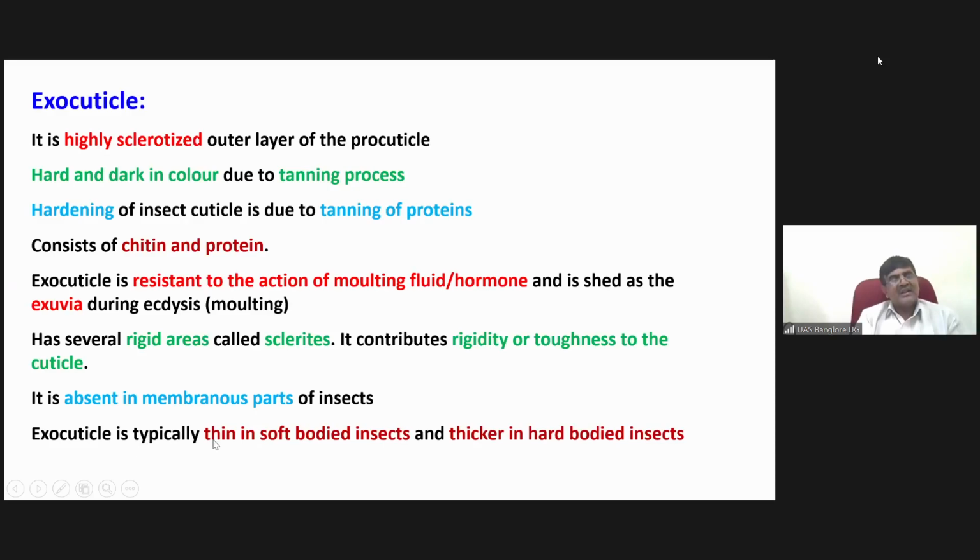Whereas exocuticle is typically thin in soft-bodied insects. In soft-bodied insects, the exocuticle appears as a thin layer, whereas in hard-bodied insects, the exocuticle appears as a thicker layer. So this is all about the exocuticle.